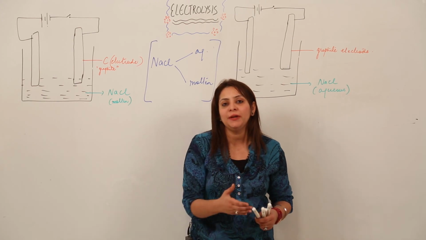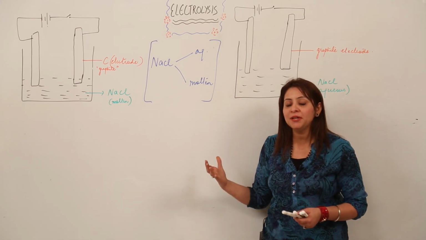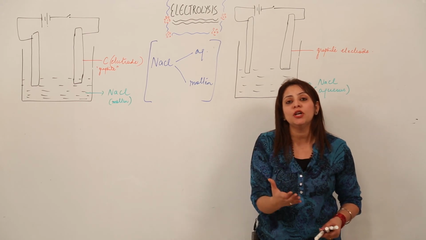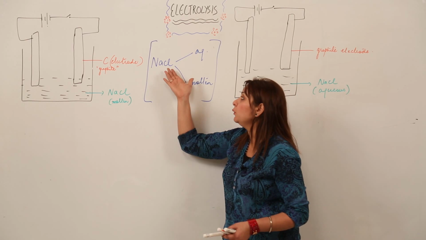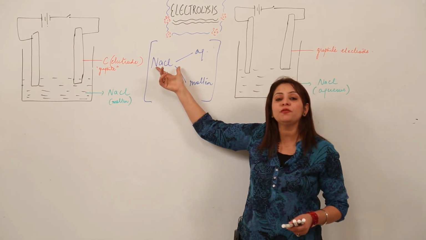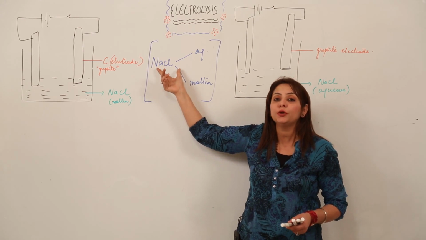So I will explain by taking a few examples, and I will also explain how electrolysis actually differs for a molten one or an aqueous solution, right? So I am taking into consideration the first example, that is sodium chloride, right?